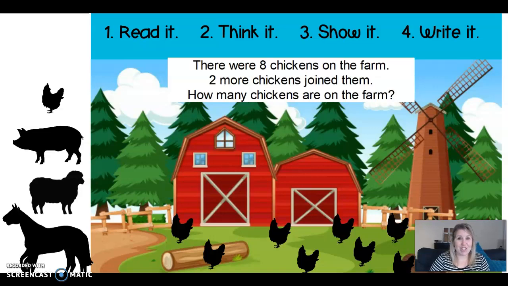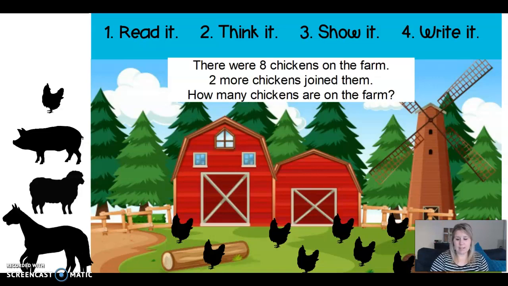Oh, this time we have chickens. Step 1, let's read it. There were 8 chickens on the farm. 2 more chickens joined them. How many chickens are on the farm? Okay, let me read it one more time. There were 8 chickens on the farm. 2 more chickens joined them. How many chickens are on the farm?